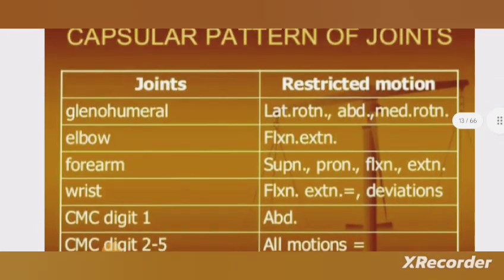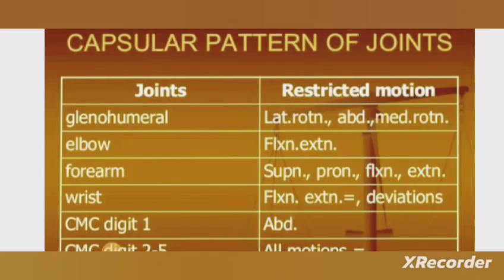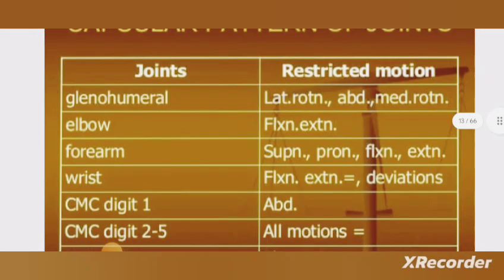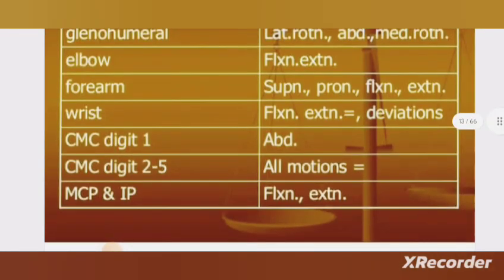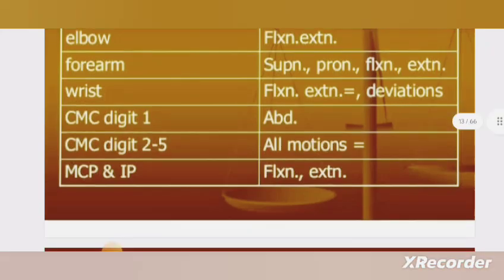Now we talk about the capsular pattern of the upper joints. First is the shoulder joint or glenohumeral joint. It restricts lateral rotation, abduction and medial rotation. On the elbow joint, it restricts flexion and extension. On the forearm, it restricts supination, pronation, flexion and extension. On the wrist, it restricts flexion, extension, and lateral or medial deviation.